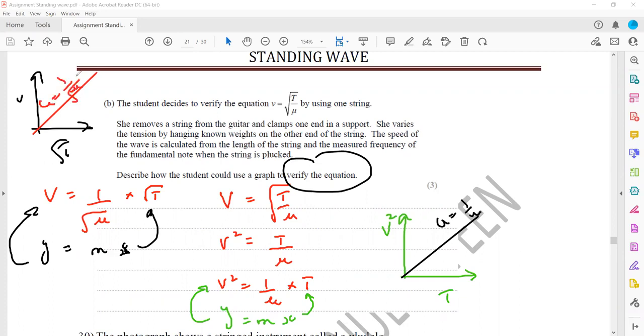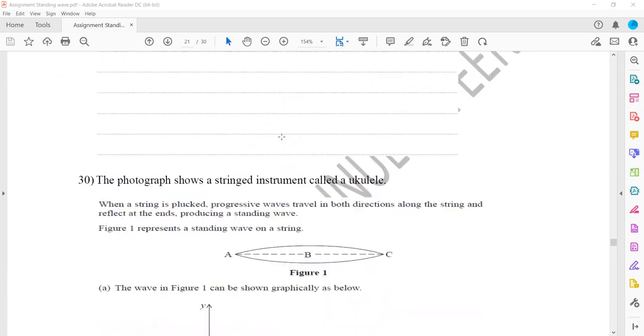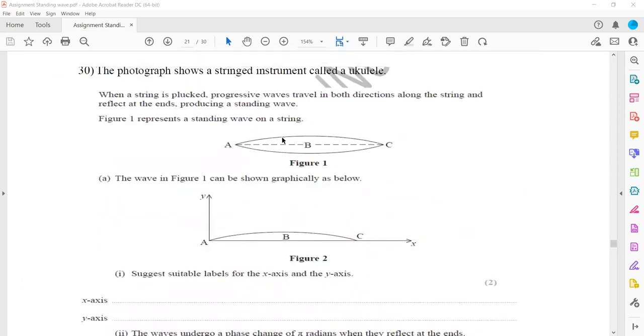If this equation is valid, then the gradient should be 1 over root mu. Or you can also square it and plot V squared over T, so the gradient will be equal to 1 over mu. If this equation is valid, it will follow this shape of graph, and the value of the gradient will be equal to the reciprocal of mu. That's how we check whether equations are valid by plotting a graph of certain quantities.